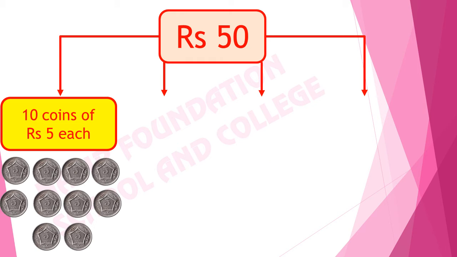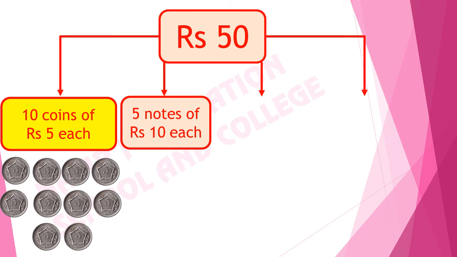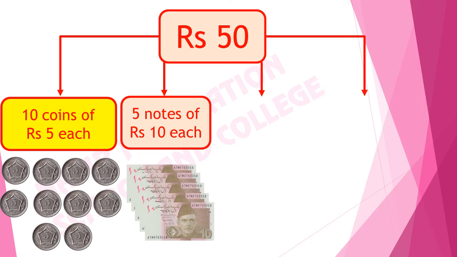Here is another way for having rupees 50. 5 notes of rupee 10 each. If we have 5 notes of 10 rupees each, we get 50. As 10 into 5, we get 50. If we have 5 notes of 10 rupees, we get 50 rupees.